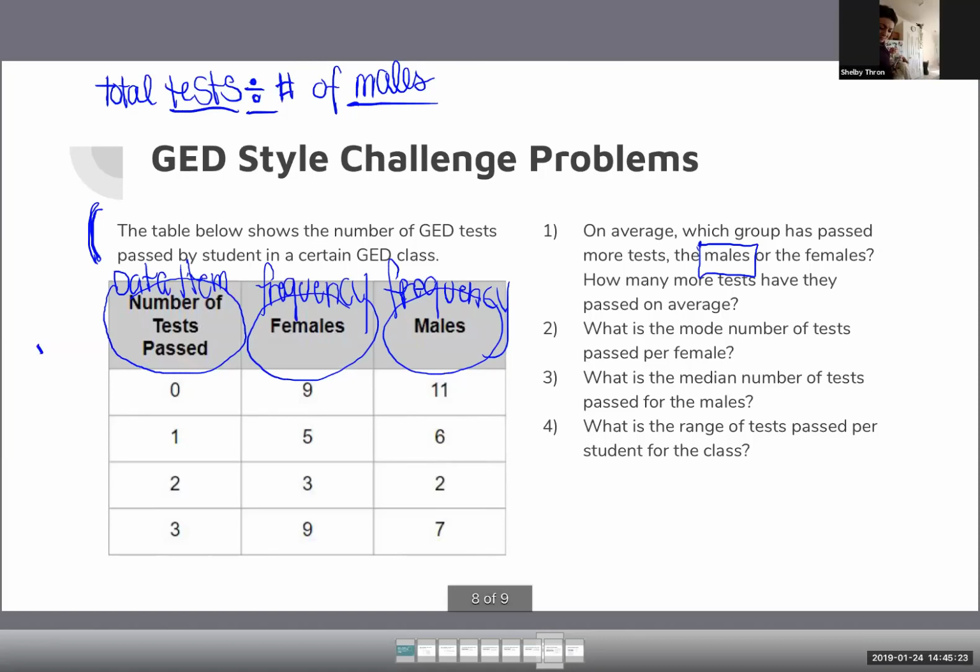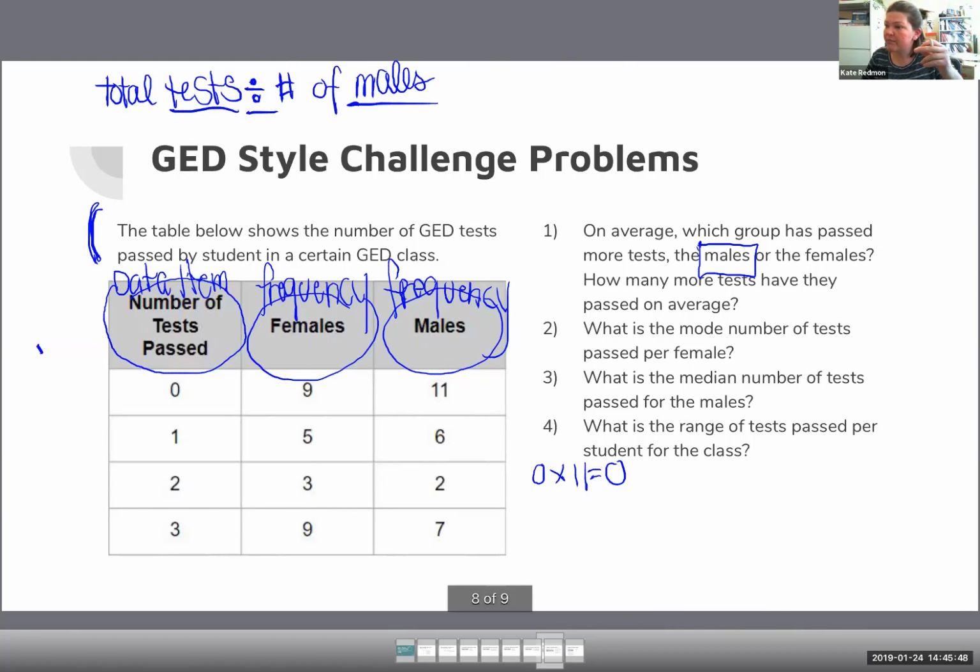We'd add. I will add, but not yet. First, I'm going to multiply to account for frequency. Does that make sense? Yes. Okay, so 11 males have passed 0 tests. So I'm going to do 0 times 11. And of course, nothing happens when I do 0 times 11, but just for the sake of being clear, I'm going to do that.